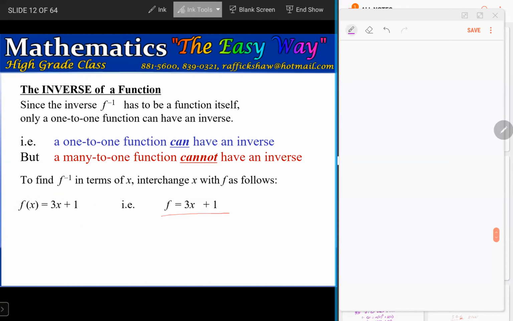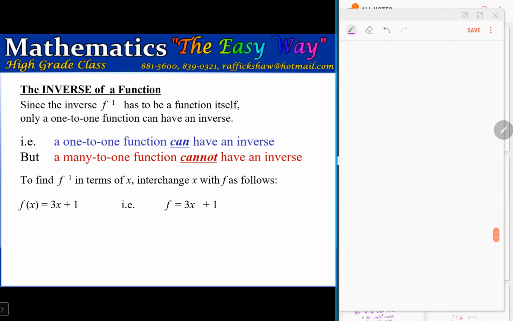And then now, remember, the inverse function is formed by interchanging the domain and the range. Now remember, the x right here represents the domain, and the f right here represents the range.